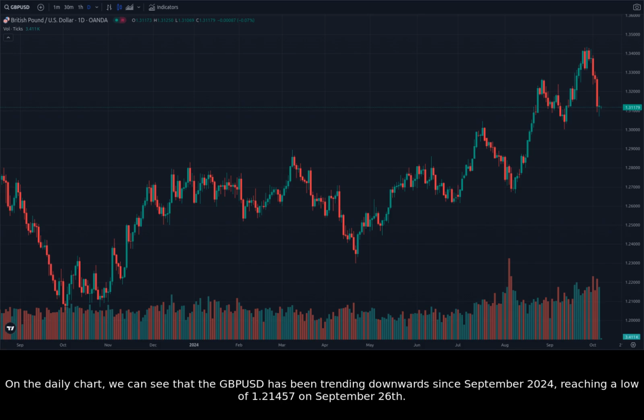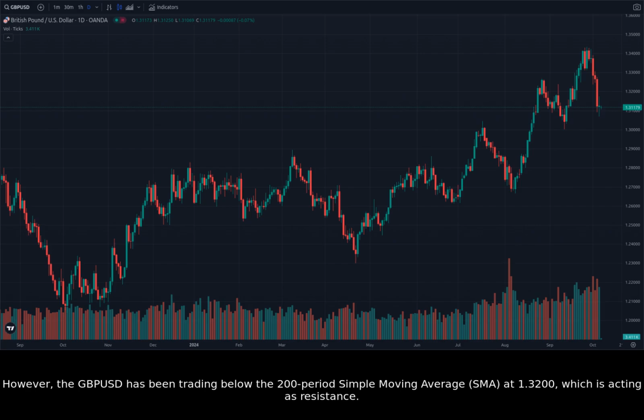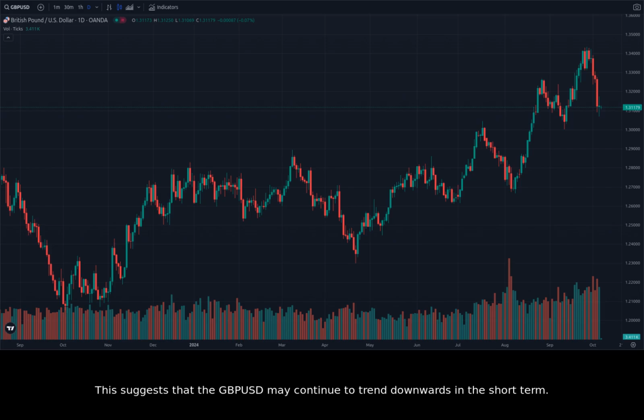On the daily chart, we can see that the GBPUSD has been trending downwards since September 2024, reaching a low of 1.21457 on September 26th. The pair then rallied, reaching a high of 1.22968 on October 9th. However, the GBPUSD has been trading below the 200-period simple moving average, SMA, at 1.3200, which is acting as resistance. This suggests that the GBPUSD may continue to trend downwards in the short term.